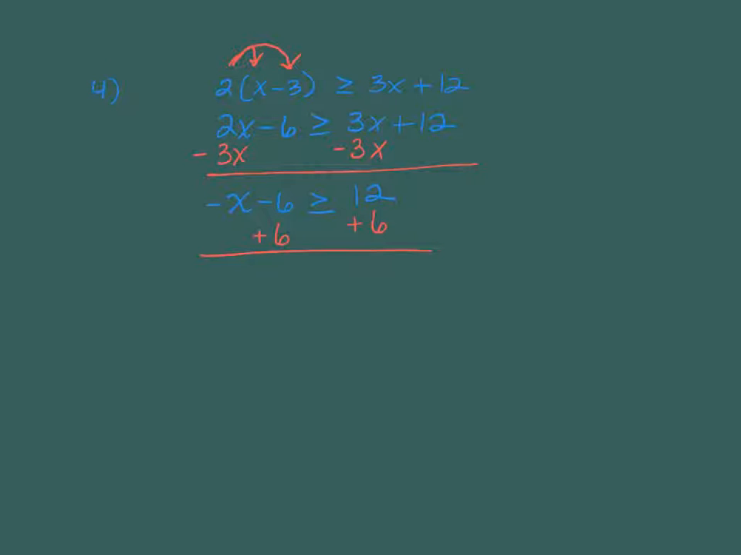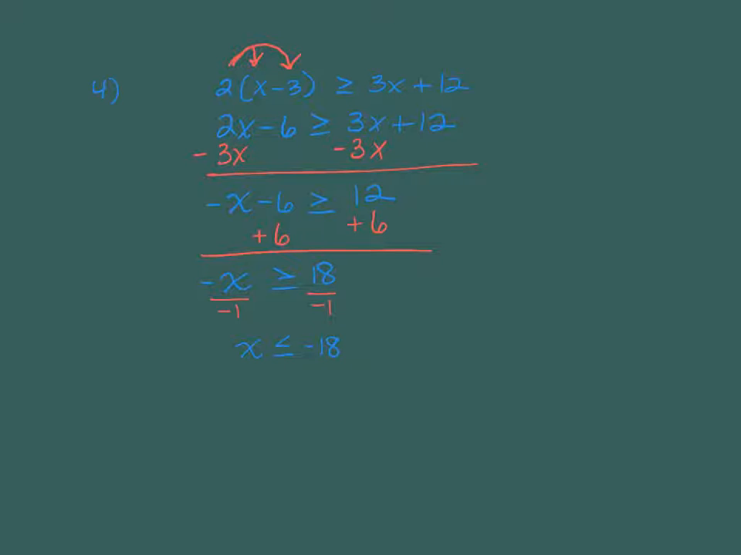That's going to leave me with negative x, make sure that negative goes along with its x, is greater than or equal to 18. Now we're not done because this isn't positive x, it's negative x. We have to divide both sides by a negative 1 in order to make that x positive, because a negative divided by a negative is a positive. Because I'm dividing by a negative, I have to flip my inequality around. So instead of being greater than or equal to 18, it's going to be less than or equal to. So I've got x is less than or equal to negative 18.